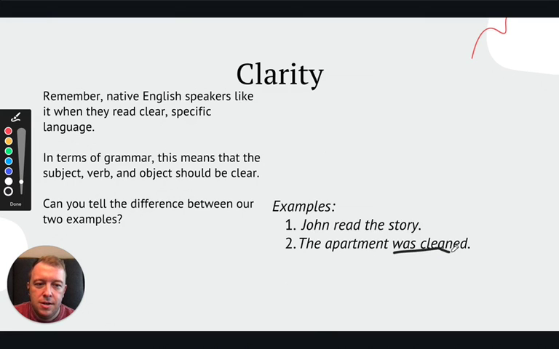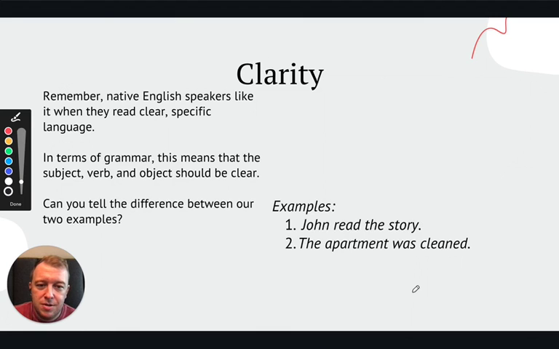The verb was cleaned. Was cleaned, so this is a past tense action that happened. Cleaning was happening. Good. Now, what is the object of this sentence? In other words, what is being cleaned? I'll give you a little hint there. What's being cleaned is the apartment. So, the cleaning is going on, the apartment is the thing being cleaned.